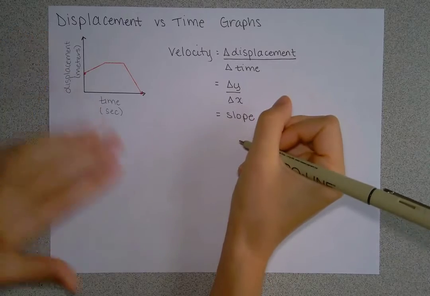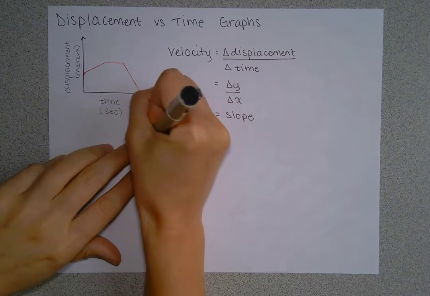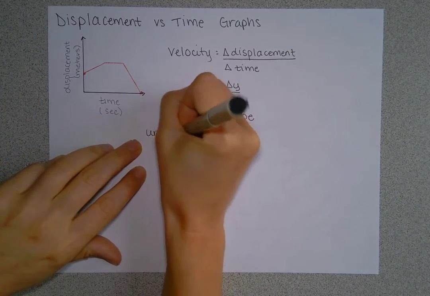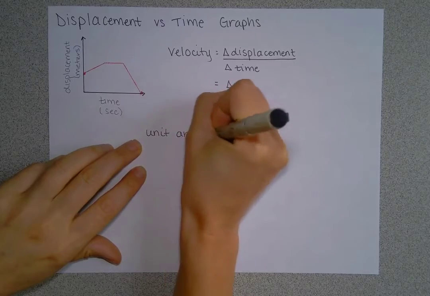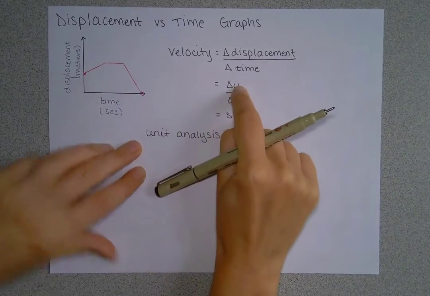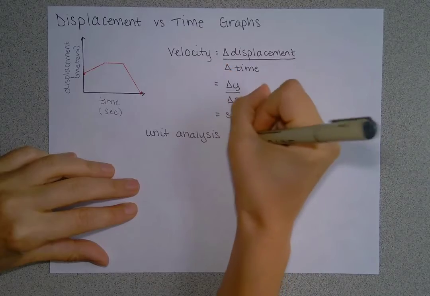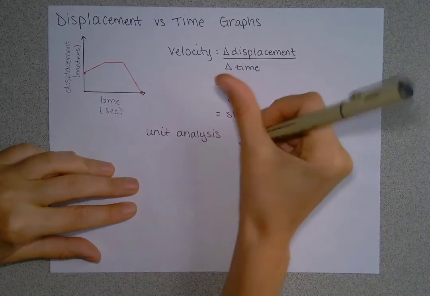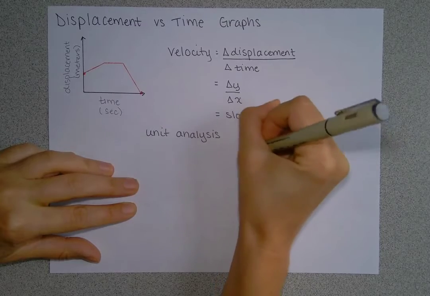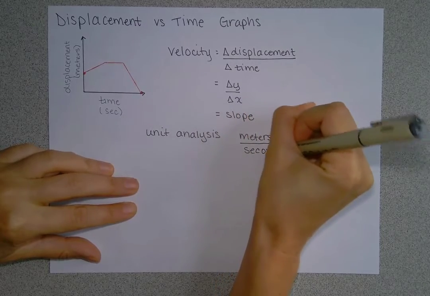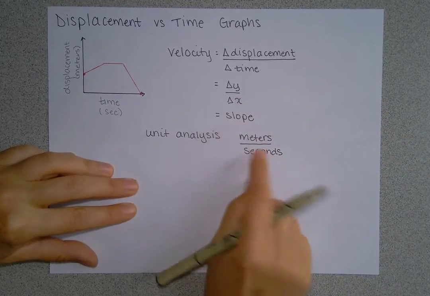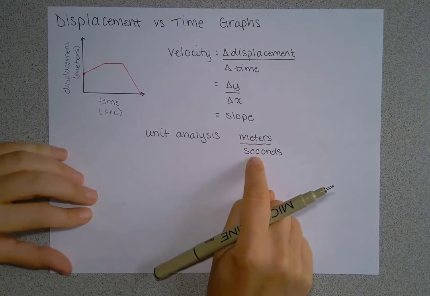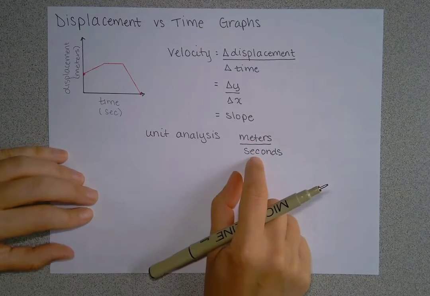So the velocity of a displacement versus time graph is the slope. Another way we can think about it is looking at our unit analysis, or a dimensional analysis. Change in y comes from meters. Change in x is going to be in seconds. So since our slope is measured in meters per second, we know that our slope must measure velocity.